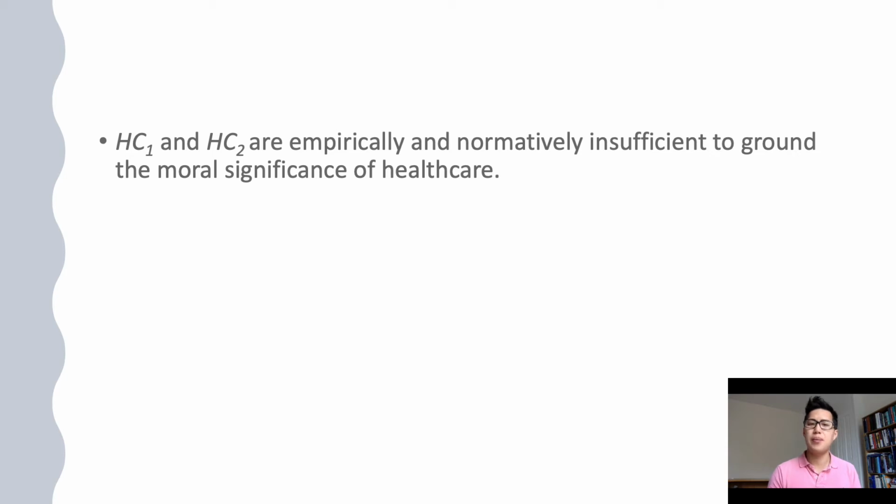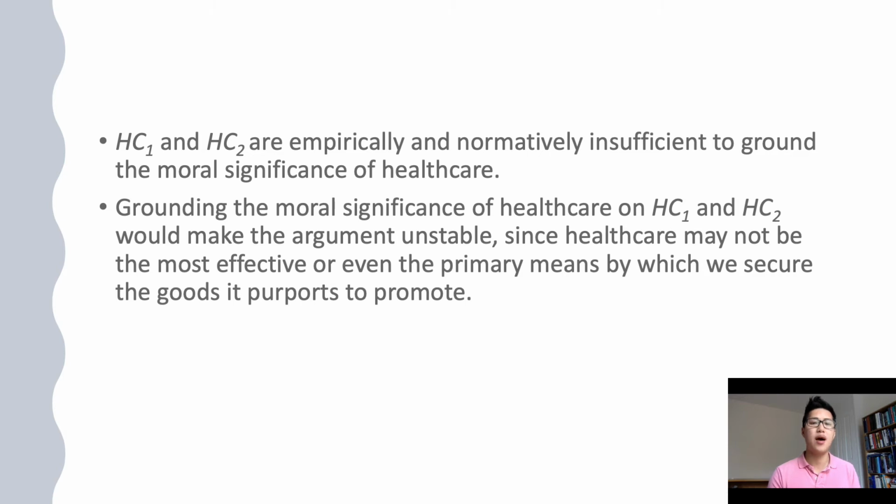And so from here, we need to ground healthcare on something more stable, something that is closer in link. Remember that HC1 is prone to the empirical objection that there are other ways of promoting health beyond healthcare, more effective ways, in fact. And HC2 is vulnerable to the instability of promoting the ends independently of the means. So we can promote welfare or opportunity or whatever metric of justice we prefer by bypassing healthcare.